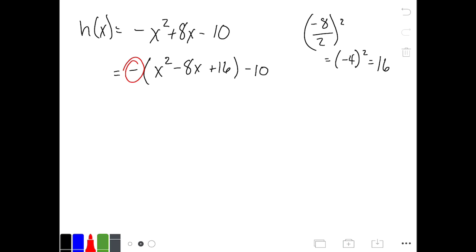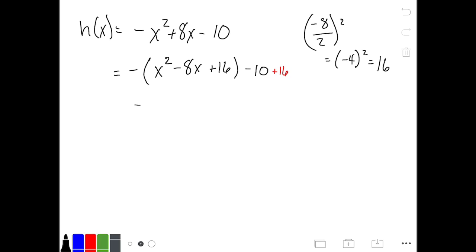I really didn't add 16 to this side of the equation. If you distributed out the negative, you would realize that I actually added a negative 16. So since I added a negative 16, I have to add 16 to this side, because adding a negative is the same thing as subtracting 16. So since I'm subtracting 16, I need to add 16 to this side.